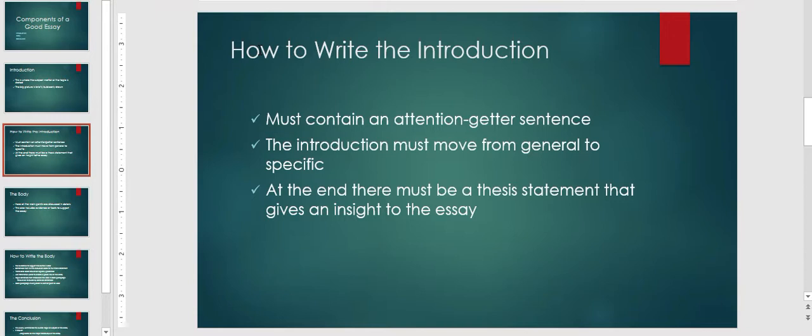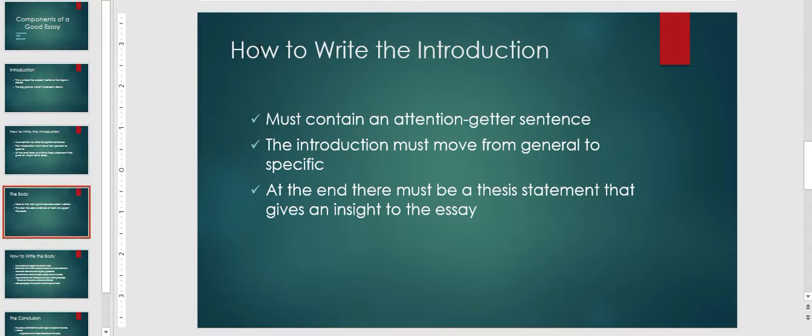Secondly, the introduction must move from general to specific. Your introduction must start by making a general statement and then you narrow it down to a specific sentence or a specific idea. And thirdly, at the end of your introduction, there must be a thesis statement that gives an insight to the essay. And the thesis statement gives the reader what the entire essay is going to be all about.